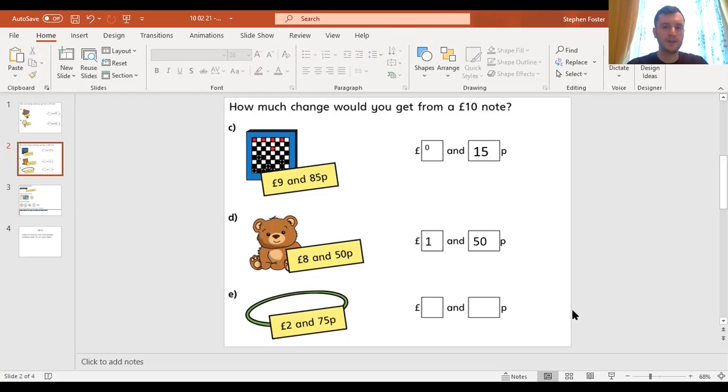Next one, I'm at £2.75. If I add on 25 pence, I get to £3. And if I add on £7, I get to £10. So I did a jump of 25 pence first, and then I did a jump of £7.